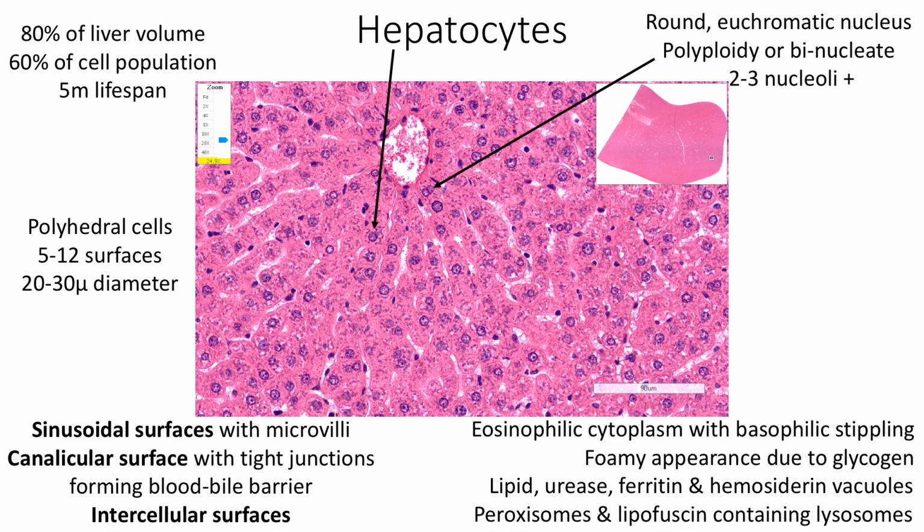They have a foamy appearance due to stored glycogen and vacuolated appearance due to lipid droplets. Hepatocytes also contain urease-containing vacuoles, ferritin and hemosiderin-containing vacuoles, numerous peroxisomes, and lysosomes with lipofuscin granules. Secretory vesicles containing bile are also seen close to the canalicular surface.